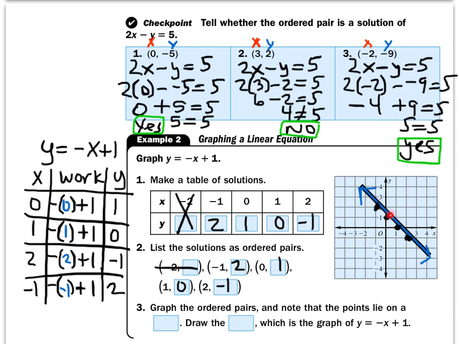Now you should notice if you did all of your arithmetic correctly, these are going to perfectly line up. And so you're going to use your straight edge and draw a straight line and then put arrows on both ends, because the answer to this is not these 4 little dots. The answer is the entire line, and the line is infinitely long.